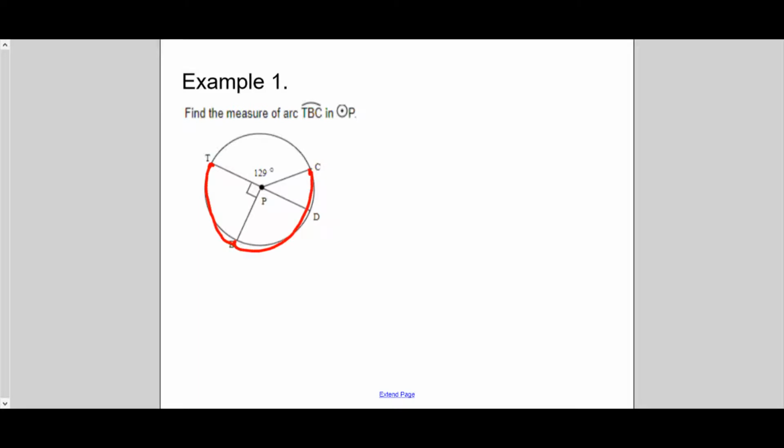Notice that if I was to draw the line from T to D, this arc would be bigger than 180 degrees. So from T to B to D would be 180. If I go all the way to C, I'm more than 180. So I know that this is a major arc.